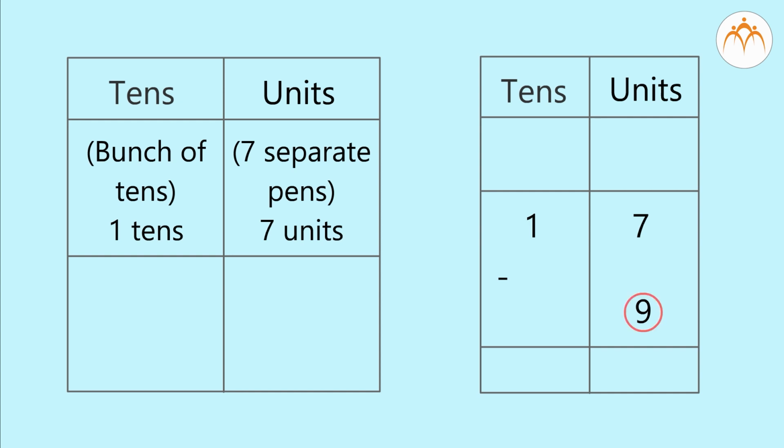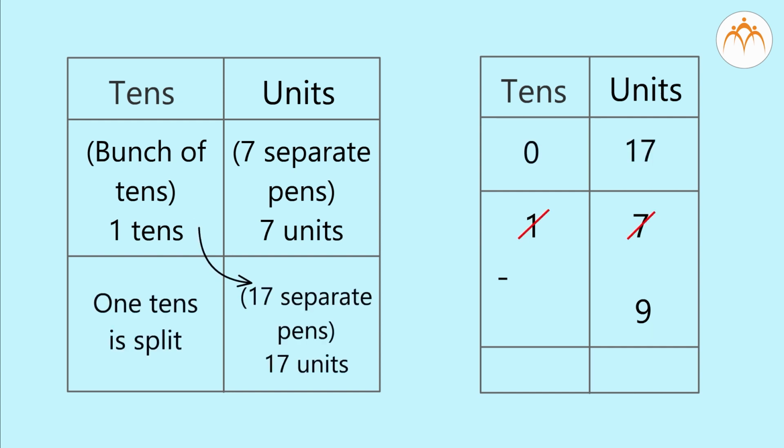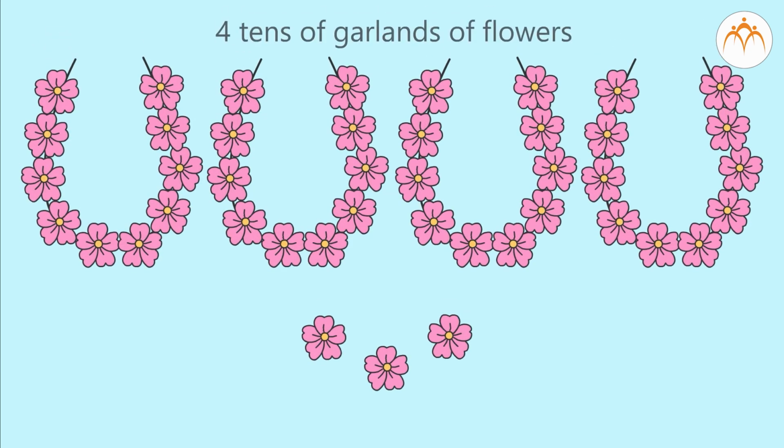We have to give 9 pencils, so we write 9 in the column of units. We cannot subtract 9 units from 7 units, therefore we have 17 units of pencils and none in tens. So tens are 0. If we take out 9 pencils from 17 pencils, 8 are remaining. We shall study one more example.